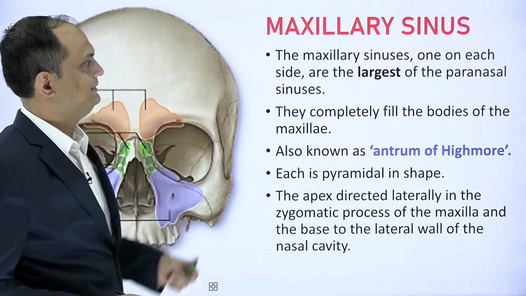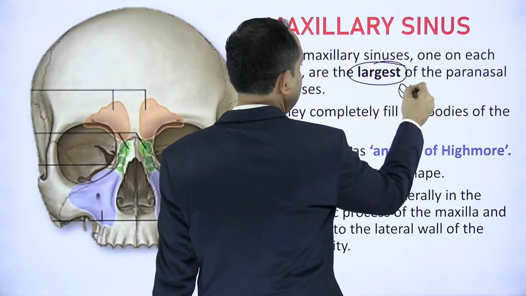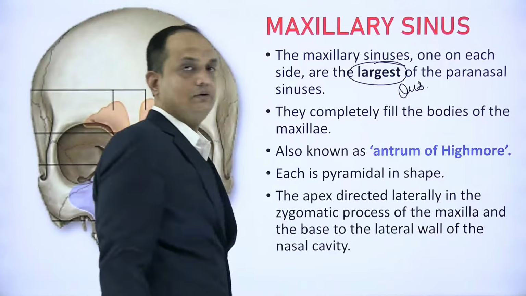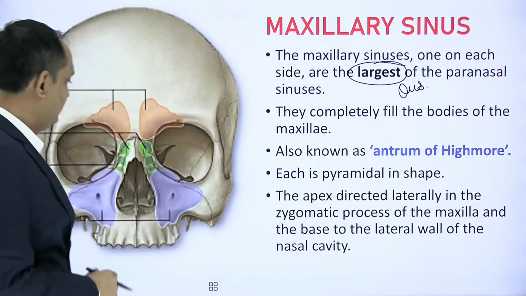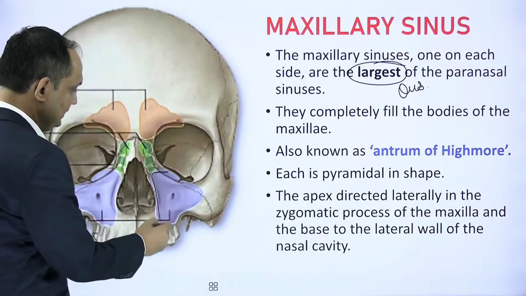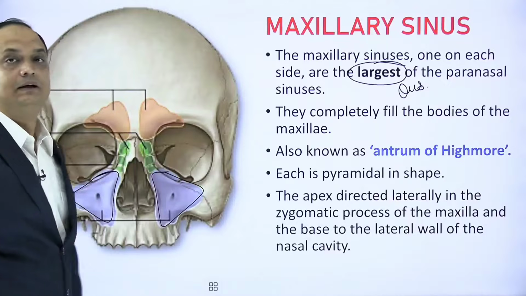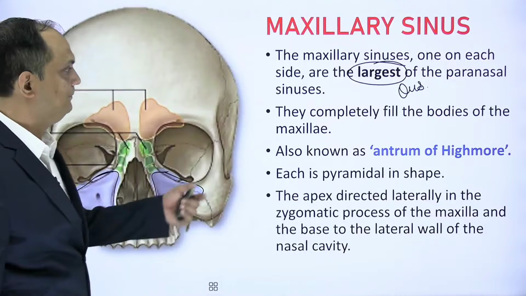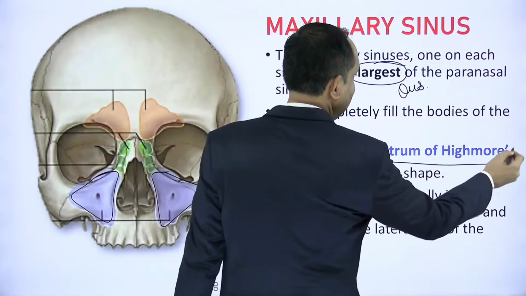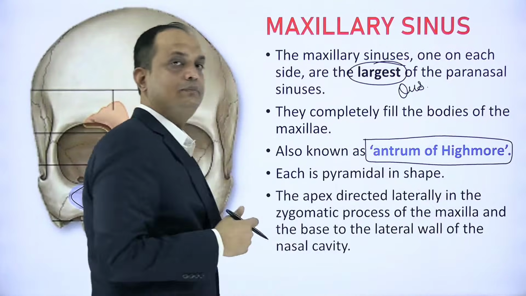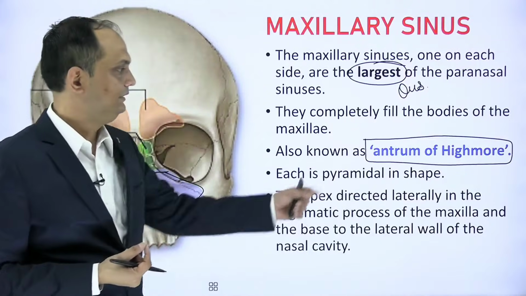Now, when you see the maxillary sinus, it is again one on each side, and it is the largest paranasal sinus, and this is again a question of your exam. They completely fill the body of the maxilla. Here you can see these two large paranasal sinuses present in the body of your maxillary bone. They are also known as the antrum of Highmore. Now, why are they known as the antrum of Highmore? It is because of the positioning of their ostia, or the draining point, that we will discuss.